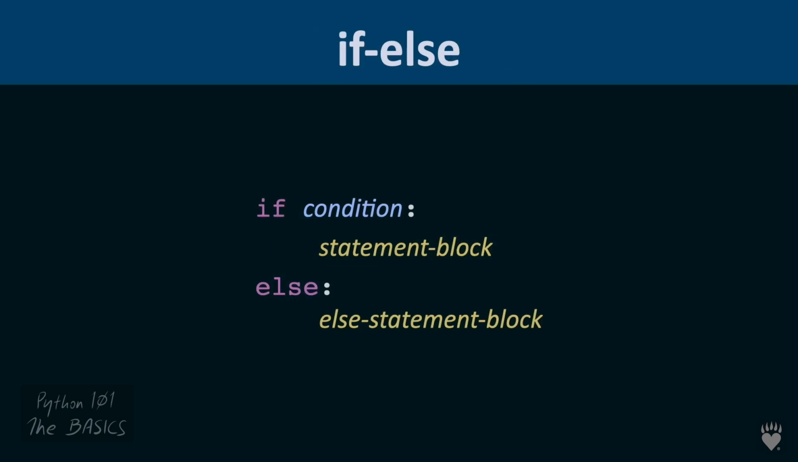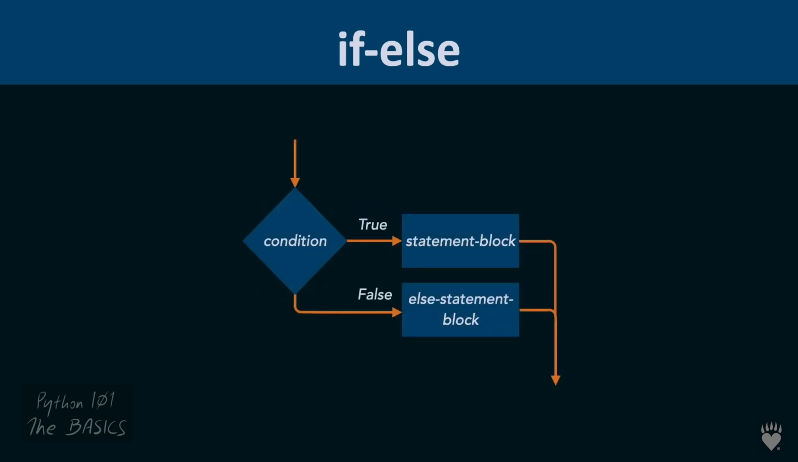An if statement may also have an else clause, which looks like this in Python. Notice that there's a separate else statement block for the else condition. This block of statements is executed if the condition is evaluated as false. The if-else construct works like this. If the condition is true, then the statement block is executed and flow continues after the conditional. If the condition is false, then the else statement block is executed and flow continues after the conditional. In either case, one and only one of the blocks of statements will be executed.